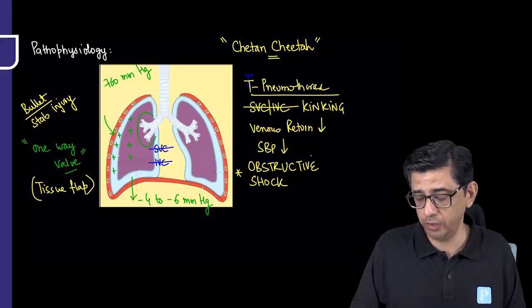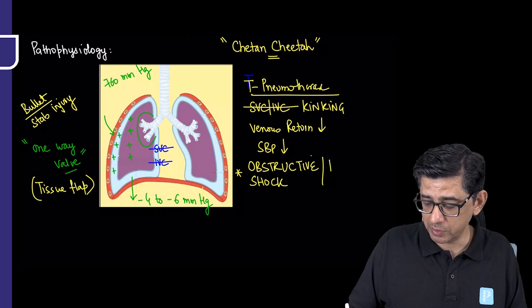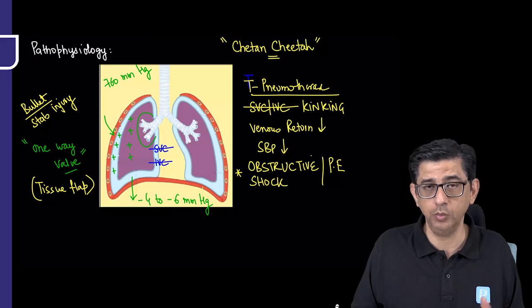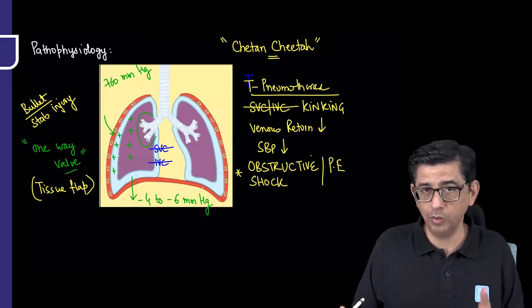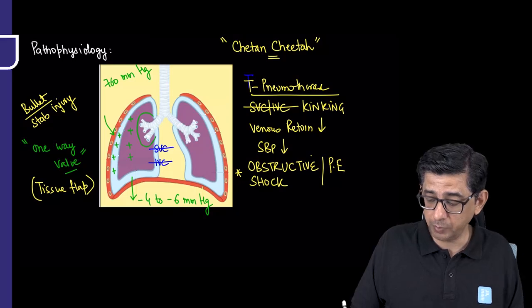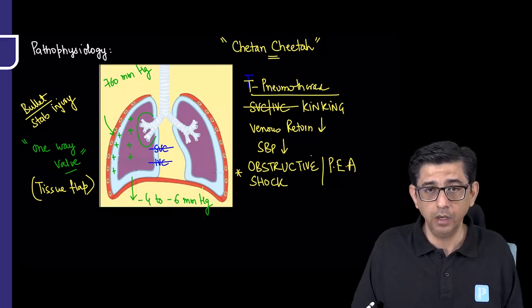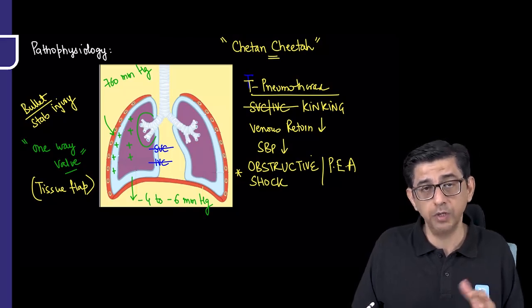So there are two causes that you need to understand, and in these patients the heart is still beating. The problem is not per se with the heart, there's no failure of electrical activity, there's no cardiac arrest, but still the pulse is disappearing. Traditionally the pulse will disappear when the heart stops beating. Here the heart is beating, but still the pulse is disappearing.